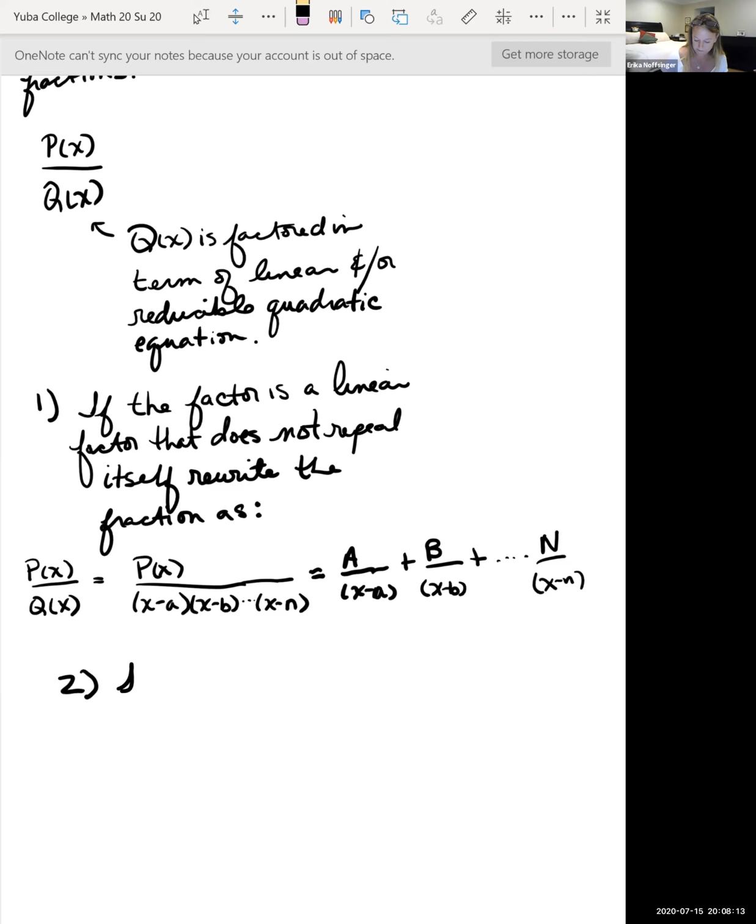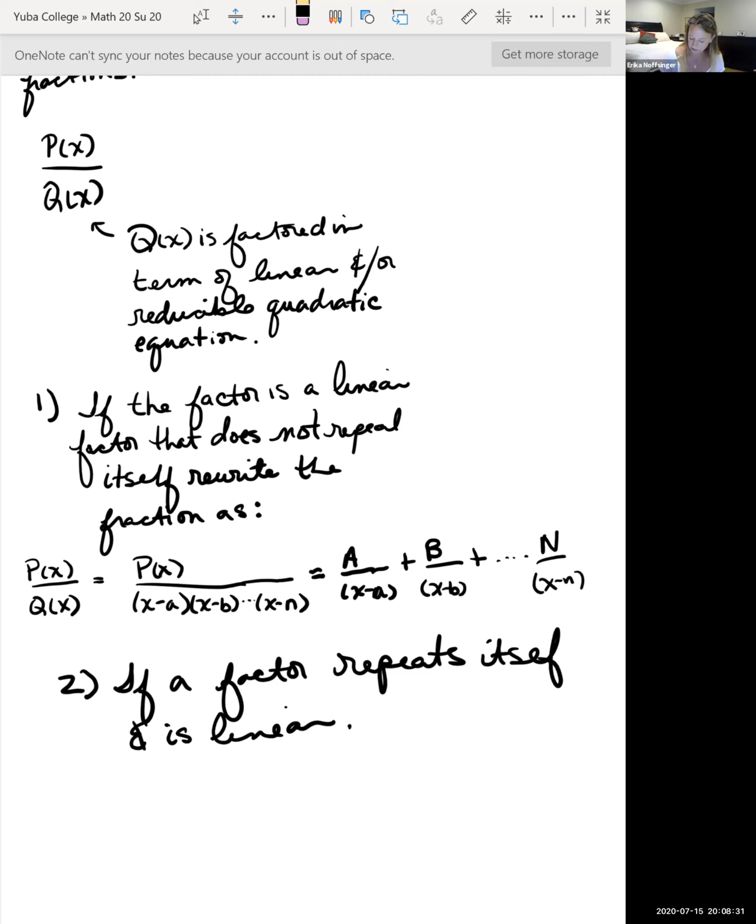If a factor repeats itself, and the exponent is linear, then you're going to rewrite the fraction, or rewrite that piece, as follows.